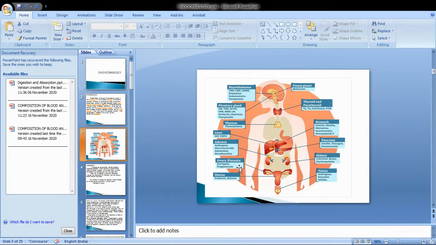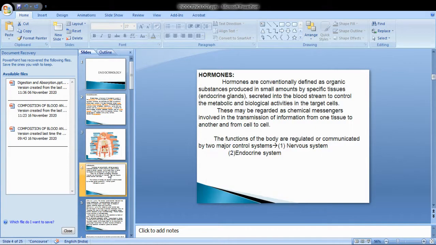The ovary and placenta contain estrogens and progesterone in females, and the uterus contains prolactin and relaxin, whereas the testes in males contain androgens, estradiol, and inhibin. These are the overview of endocrinology.